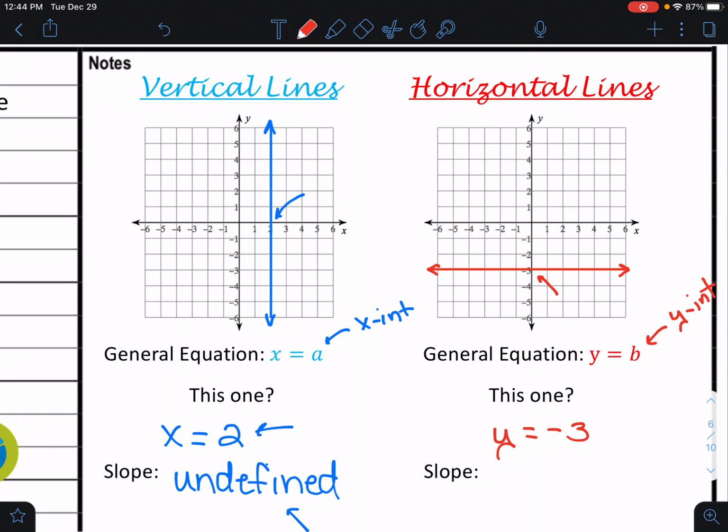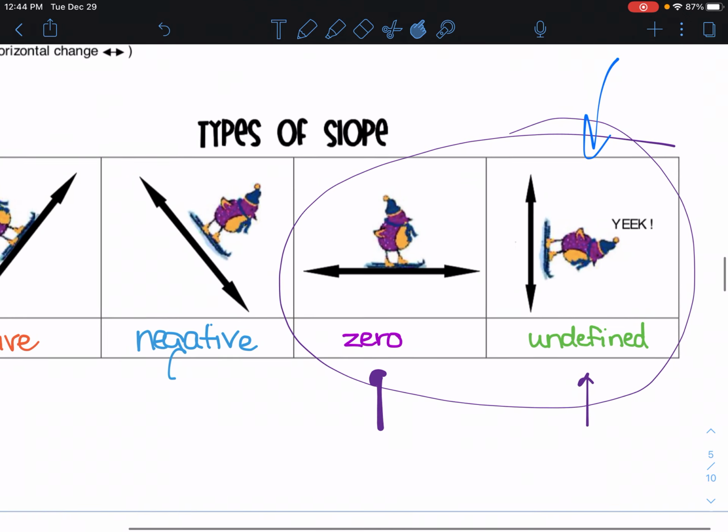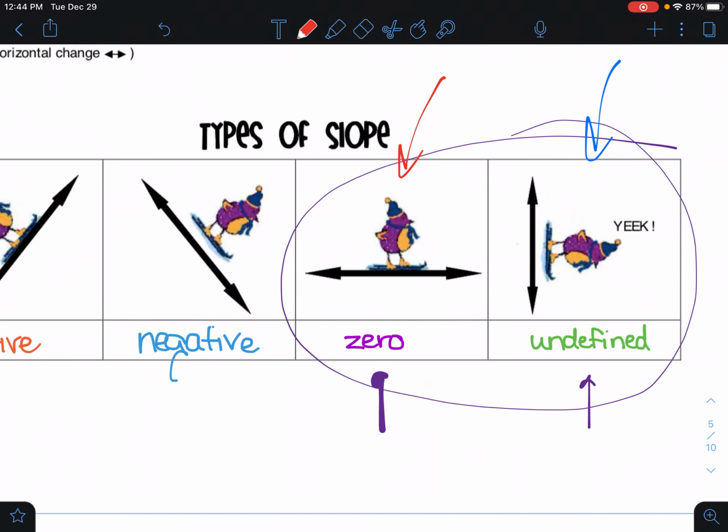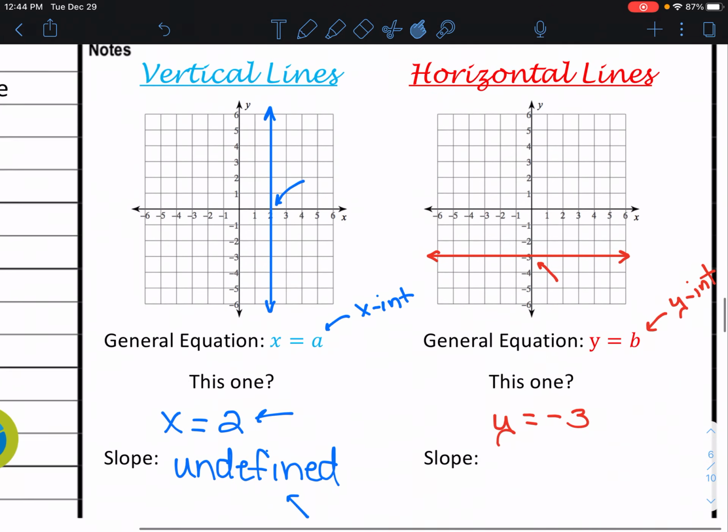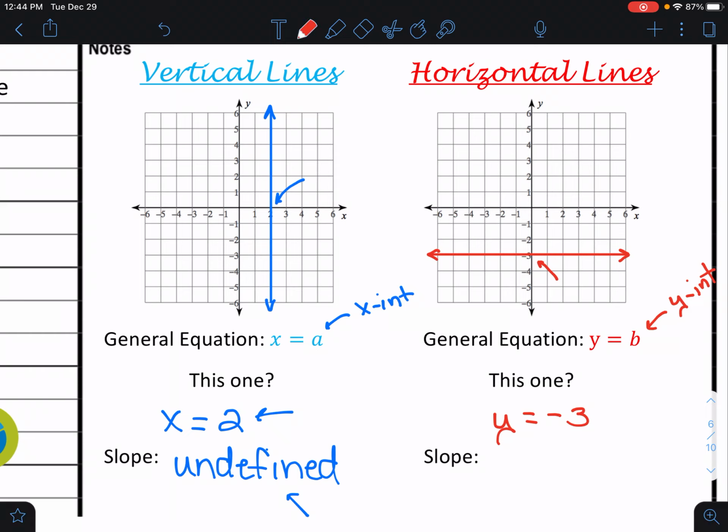Okay, these are kind of weird equations. All the other equations we've had have an x and a y. These only have one or the other. And then the slope of this line, notice if we go back up here, all horizontal lines always have a slope of 0. It's flat, so it's not steep at all. So what is the slope of this line? 0. So for vertical and horizontal lines, if you're ever stuck, this is a good slide to come back to and look at.